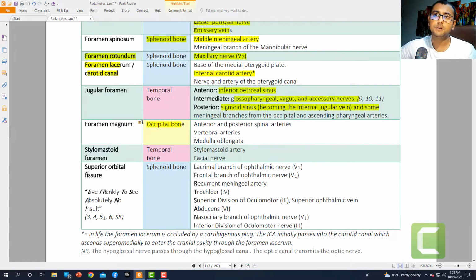The foramen magnum is very important because it is a very great opening. It contains the spinal cord along with some spinal vessels, that is anterior and posterior spinal arteries, vertebral arteries, and the medulla oblongata, that is the brainstem.